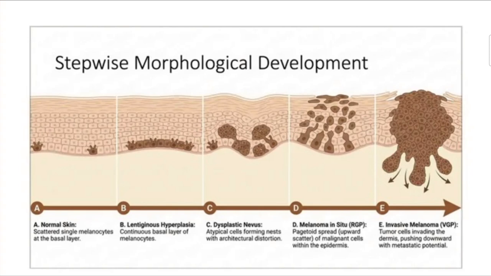Melanoma in situ, that is D, is radial. There is a radial growth phase where cancer cells are present, limited to the epidermis. They spread horizontally. They do not invade deeper tissues, so they cannot metastasize at this stage. E, there is invasive melanoma. Cancer cells break through the basement membrane and enter the dermis. They grow downward vertically. They can now enter blood vessels and lymphatics, allowing metastasis to lymph nodes and distant organs.